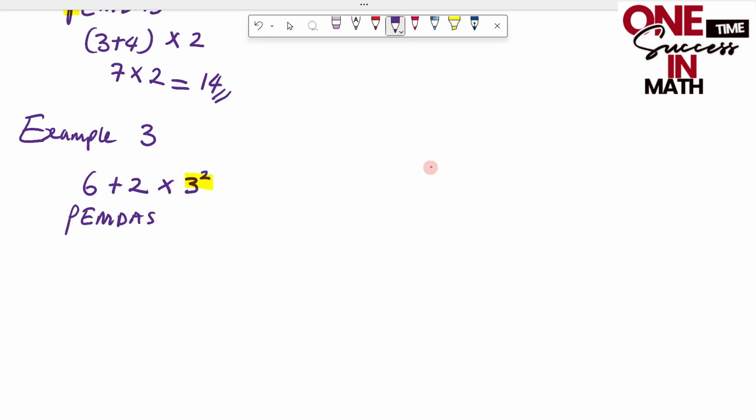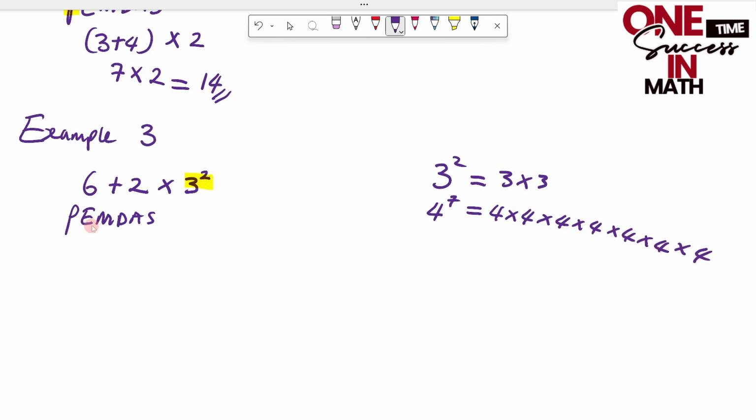Remember we said that exponent is just another way of expressing or multiplying a number repeatedly. So this is just telling us multiply 3 2 times. So this is 3 times 3. You can have a number 4 raised to power 7. This is another way of telling you multiply 4 7 times, and that is 4 times 4 times 4 times 4 times 4 times 4. How many now? 1 2 3 4 5 6 times 4. So since we have an exponent in this expression, we will do it first.